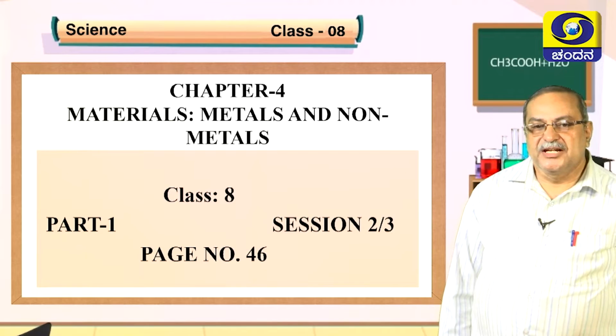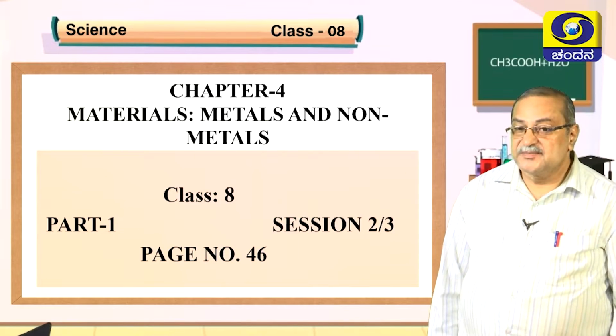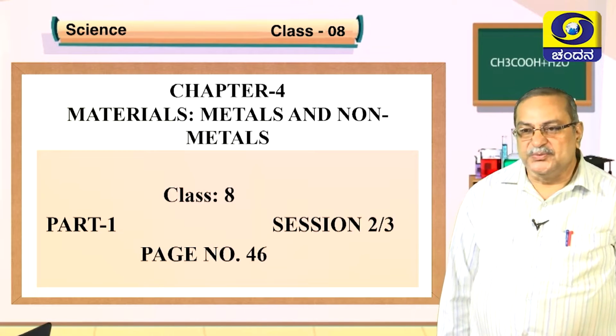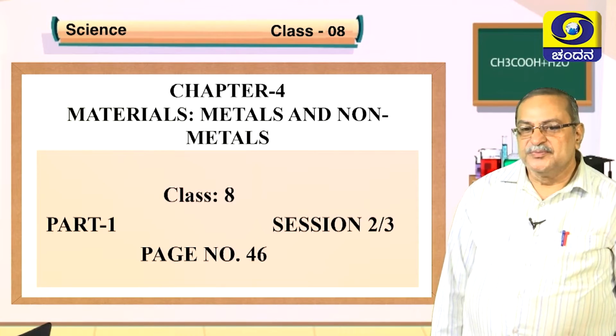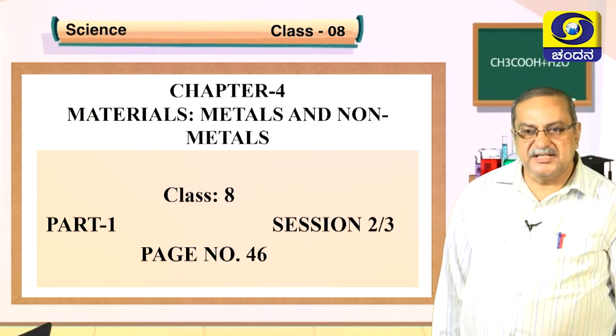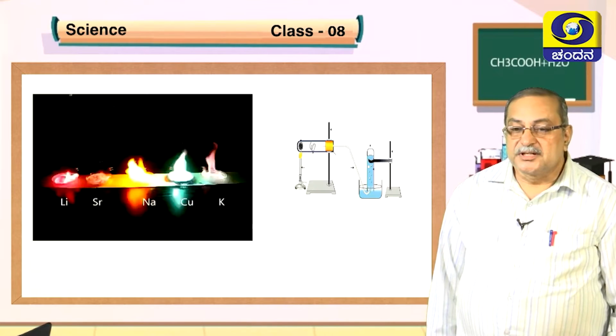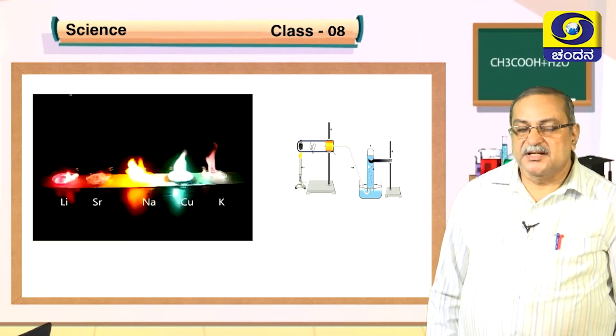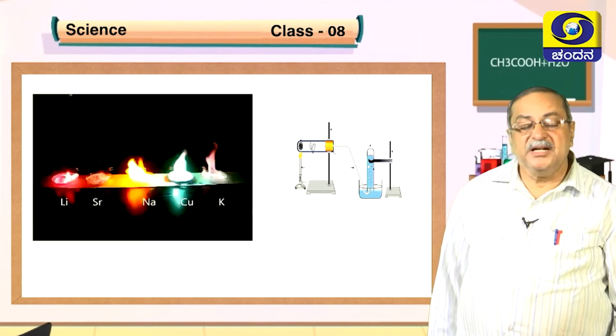Today we are going to learn about materials, metals and non-metals. It is part 2, that means the second session. It starts from page number 46 of your textbook, children. We are going to learn about some chemical reactions or chemical properties of metals and non-metals.